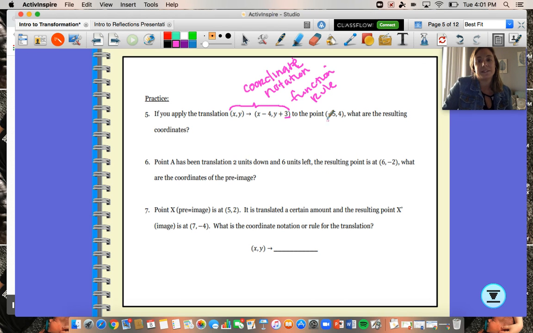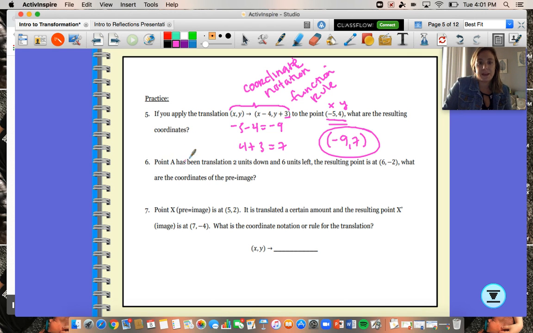So you're applying it to this point, -5, 4. What are the resulting coordinates? So the resulting coordinates, let's plug it in. -5 minus 4 is going to be -9. 4 plus 3 is going to be 7, right? So this is x, this is y. I'm substituting it in. So my resulting coordinate would be -9, 7. This verbally means left 4, up 3.